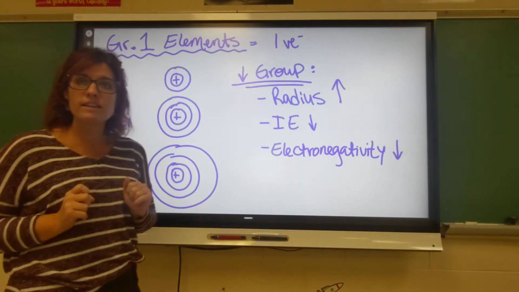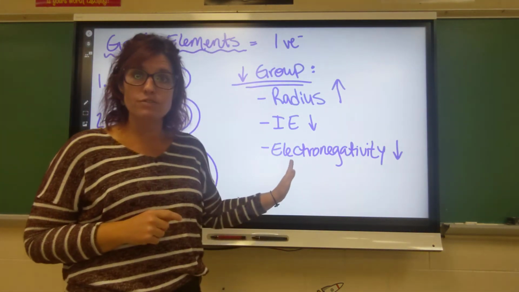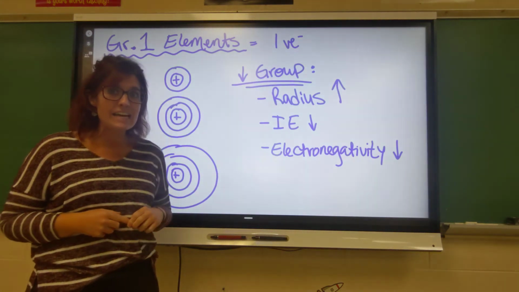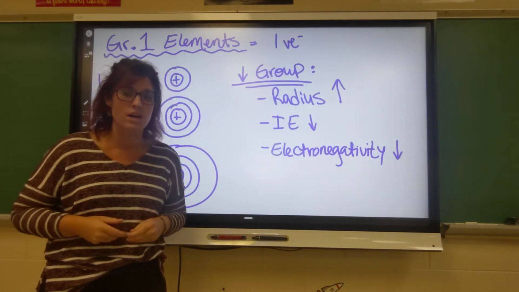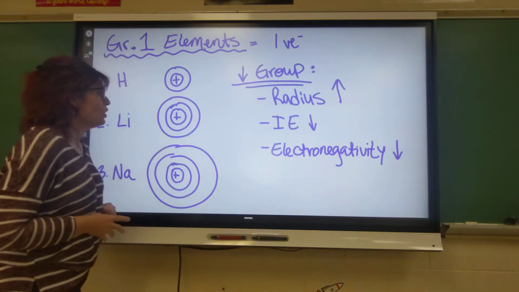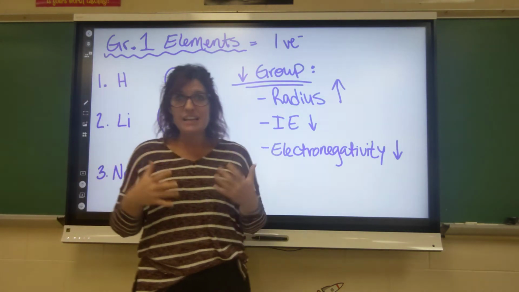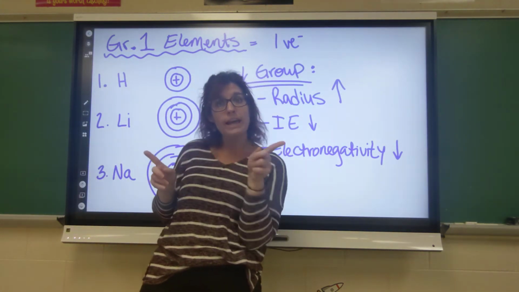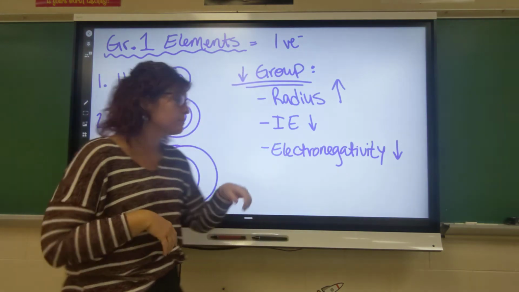The last trend that we're going to talk about is electronegativity. Electronegativity is the tendency of an atom to attract electrons toward itself when in a compound. So it's the attractiveness of an atom. How likely is it that an electron is going to want to move from one atom toward a different nucleus?